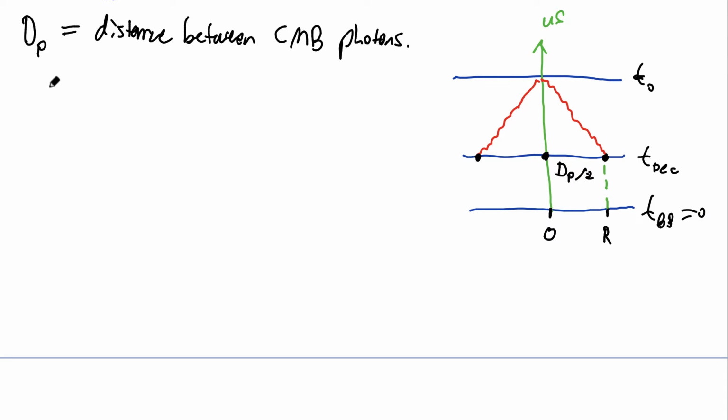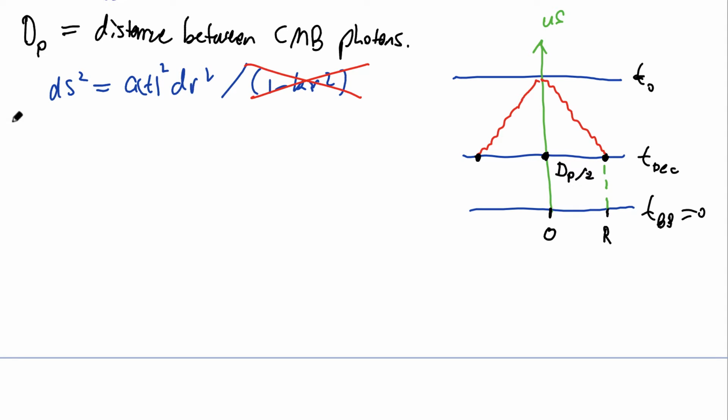Well, let's recall that the Robertson-Walker metric along a t equal constant slice, along a constant radial direction, is just a of t squared times dr squared. More generally, it's dr squared divided by 1 minus kr squared, but remember we're assuming the universe is flat, so k is equal to 0. So that means we can ignore this factor. So now taking the square root of both sides and integrating, what we find is the proper distance d sub p over 2 is equal to a at the time of decoupling times the integral of dr, which is just capital R.